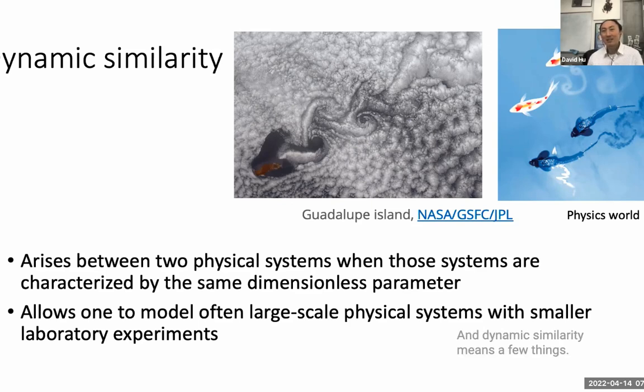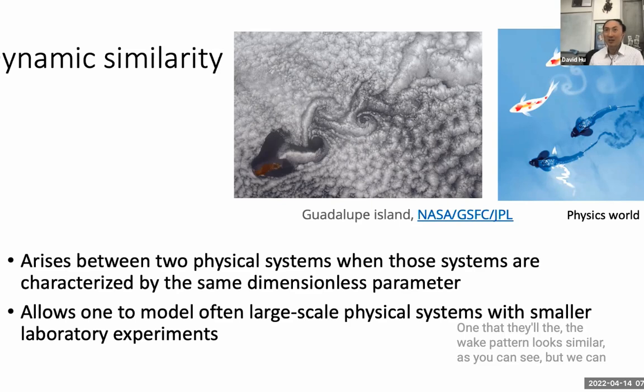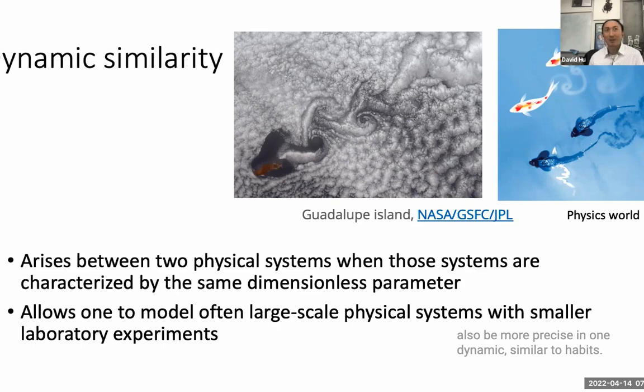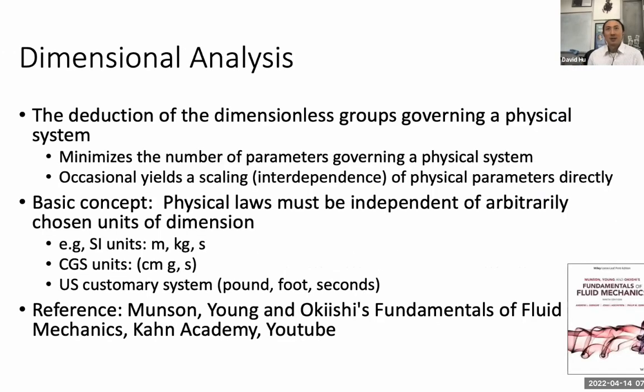And dynamic similarity means a few things. One, that the wake patterns look similar, as you can see, but we can also be more precise in when dynamic similarity happens. And that involves not comparing the sizes of these things, but comparing the forces. And that's where dimensionless groups come in. So as Laura will show in the later part of the talk, none of these simulations make sense without having the context of the dimensionless group governing the system.